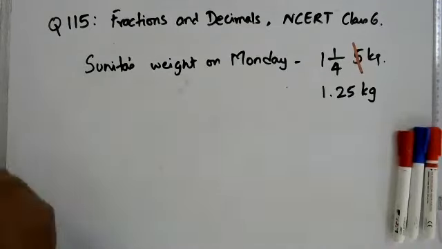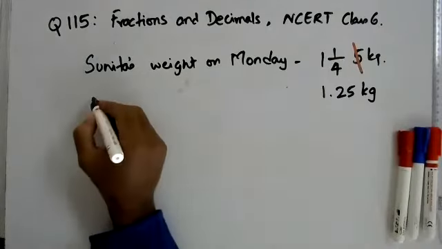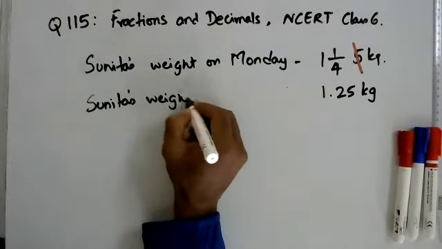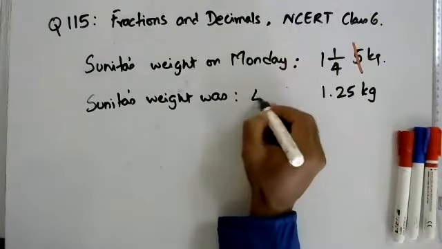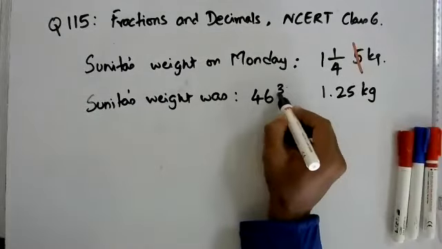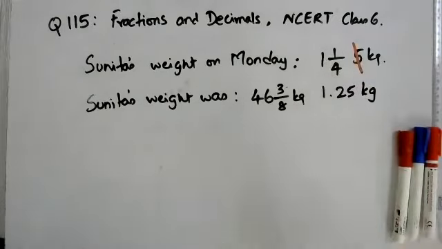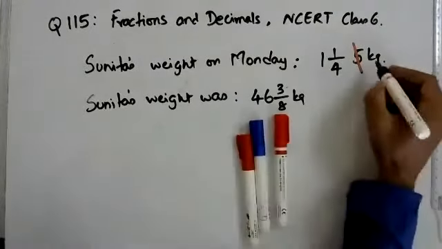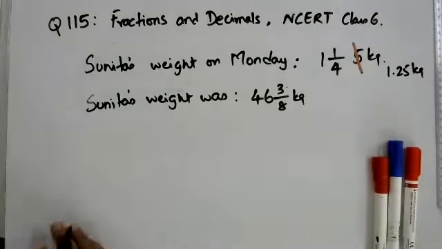Now, the next part of it is, earlier her weight was 46 and 3 by 8. So Sunita's weight was 46 and 3 upon 8 kg. So this belongs to this. Maybe I should write it in a different place, otherwise it might get confusing. 1¼ kg can be written as 1.25 kg. What was her weight on Monday?